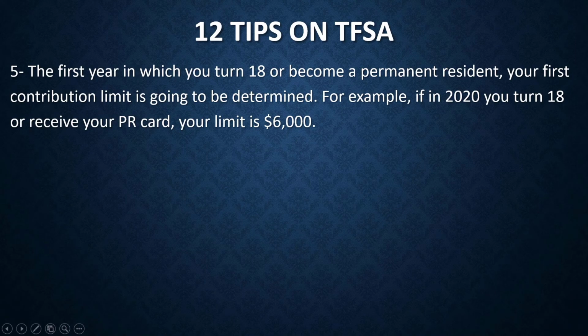So you might be asking, when does my contribution limit start? It starts the first year in which you turn 18 or you get your PR card, whichever is first. But remember, if you are 18 years of age but you don't have a PR card, or you're a newcomer and you still don't have a PR card, you cannot open a TFSA. You need to become a permanent resident. So for example, if in 2020 you turn 18 or come to Canada and receive your PR card, your limit is going to be 6,000, because each year, as I mentioned, the government determines how much your limit is.